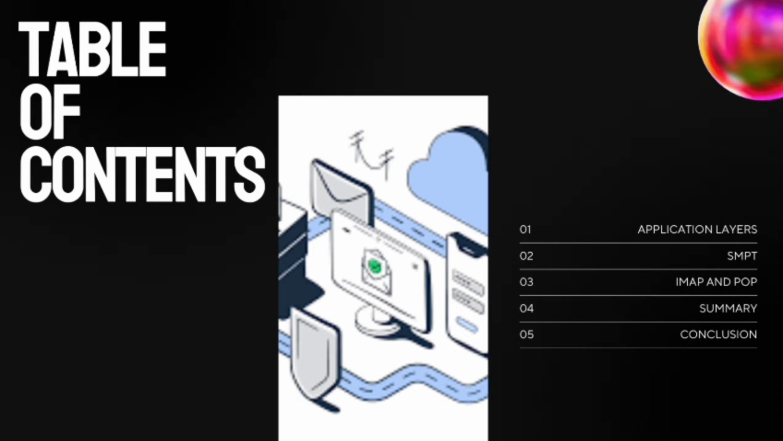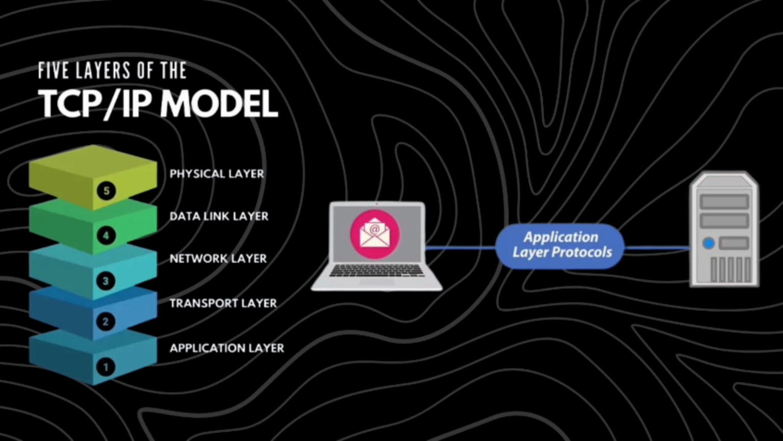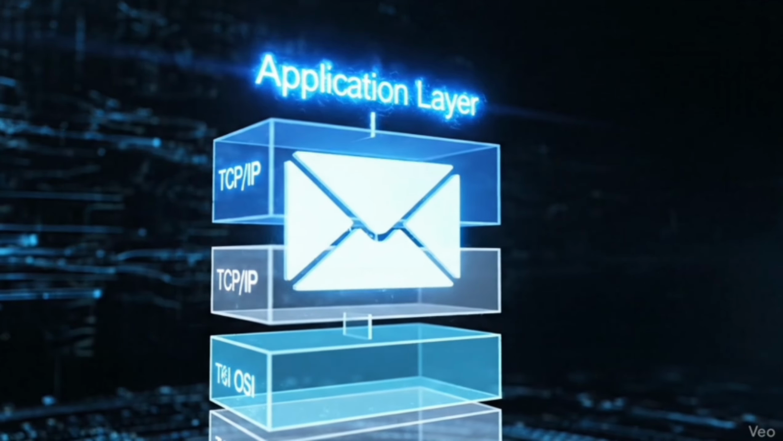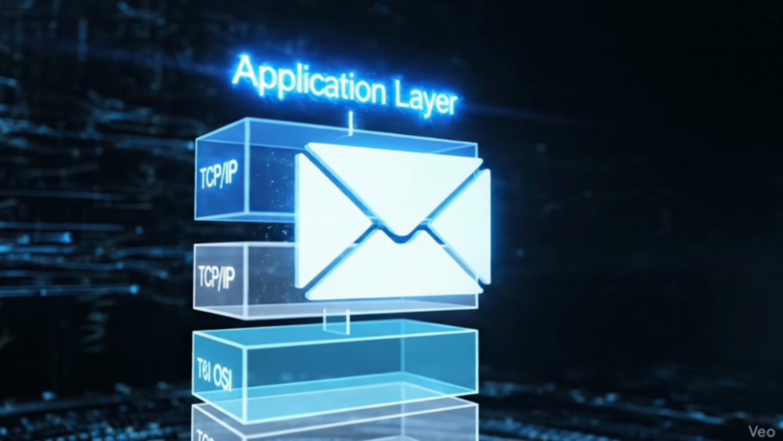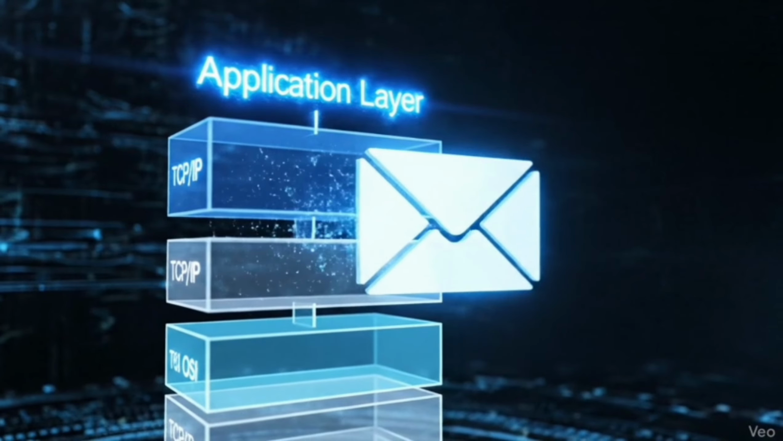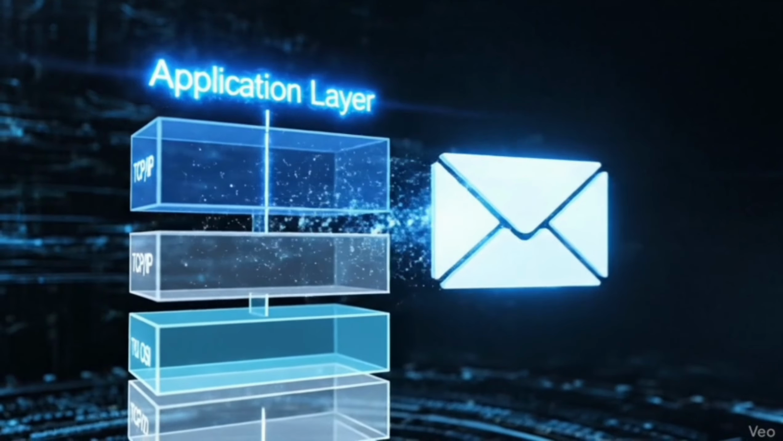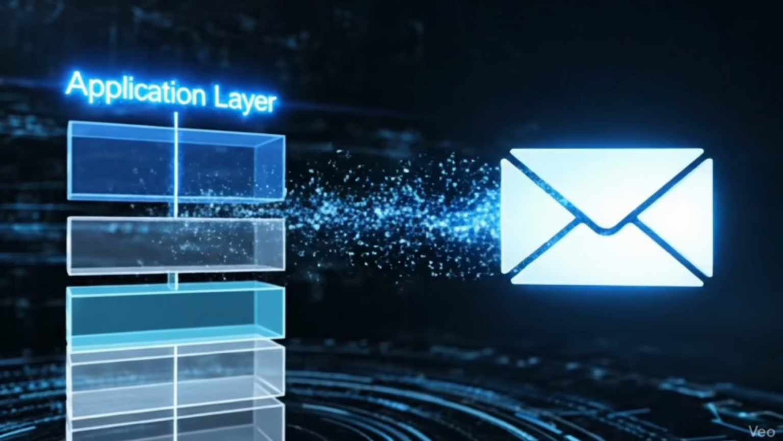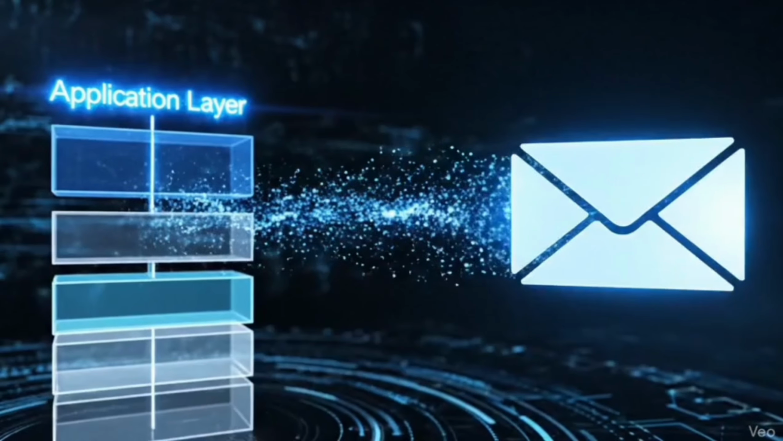I hope you guys are well known about the network model layers. The application layer sits right at the top of the network model. It is the part that you, the user, actually interact with through applications like web browsers, chat apps, and of course email. This layer doesn't send bits or packets directly. Instead, it provides the tools as well as the protocols that let programs communicate over the internet. Email is one of the best examples of how this layer connects people each and every day.